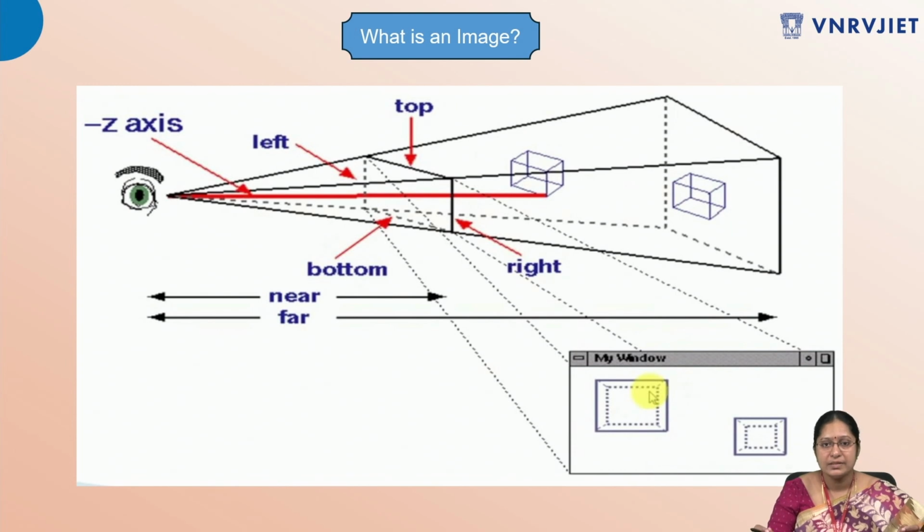The structure of this is three-dimensional. Here we have 6 planes: top, bottom, left and right, and near and far. The object which is nearest to the eye is shown as bigger, and the object which is far from the eye is shown as smaller. This is the best example for projection of a 3D scene, which is displayed on a 2D plane.